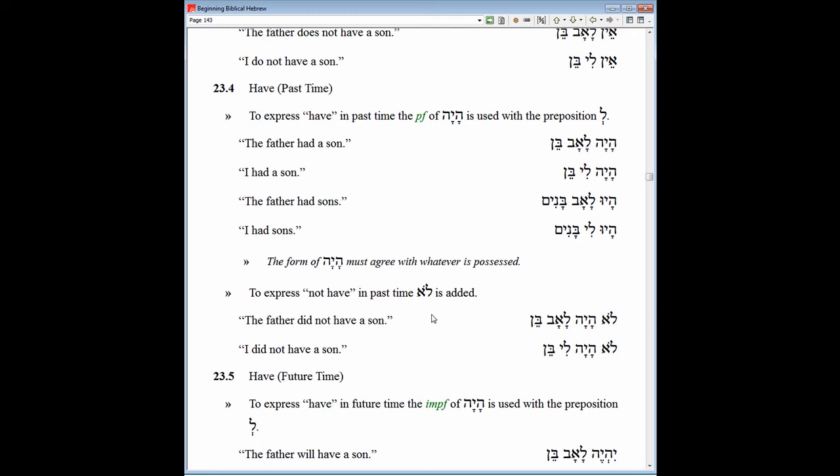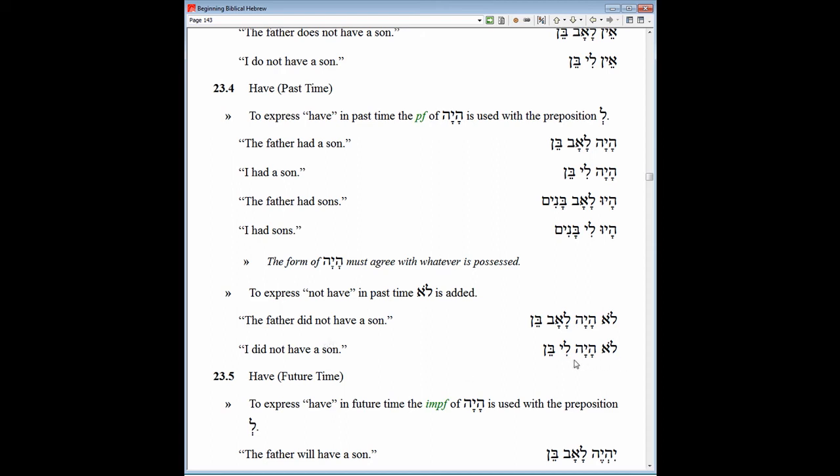Now, not have in past time, you need lo for that. So, not, again, this is going to be awkward: not there was to the father a son. If we took the lo off, there was to the father a son, the father had a son, and then we negated, okay, well, the father did not have a son. So without it, go back up here, haya la'av ben. There was, at some point, to the father a son. The father had a son. And if you want to negate that, you put lo out front, and then you negate it in English. The father did not have a son.